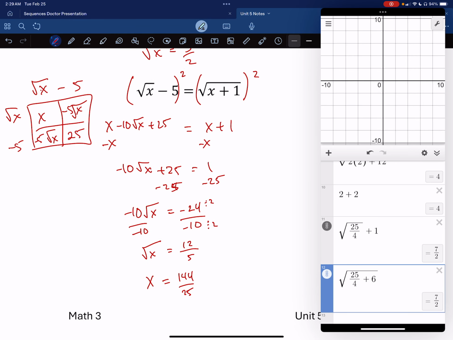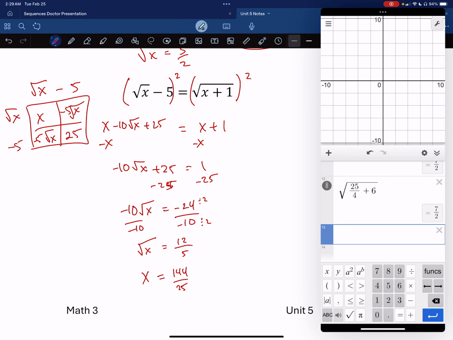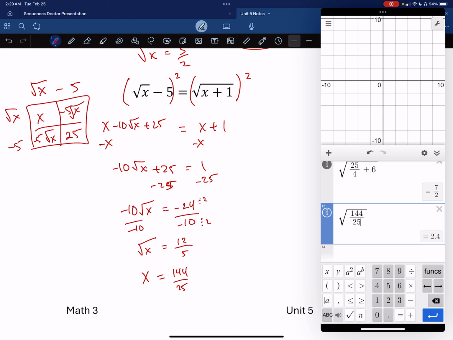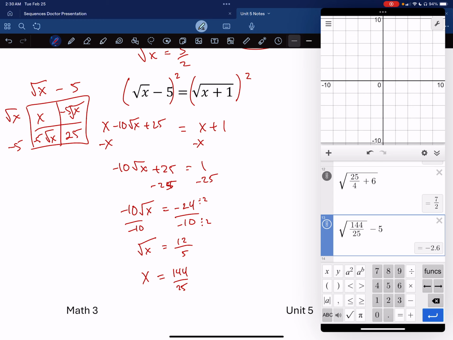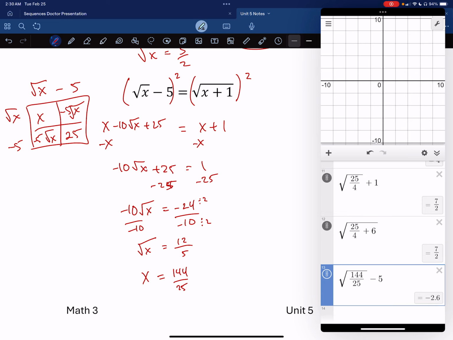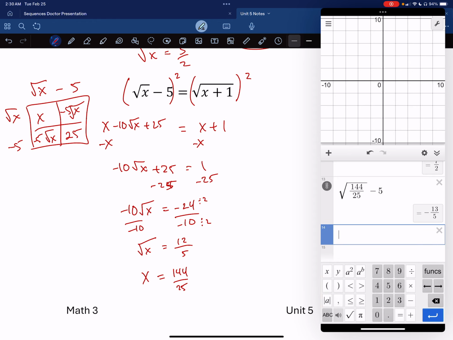Now let's double check the original equation. Okay? So we have the square root of 144 divided by 25. We do the minus 5. It'd be negative 2.6, or if you write it as a fraction, it'd be negative 13 over 5. And the next one down.